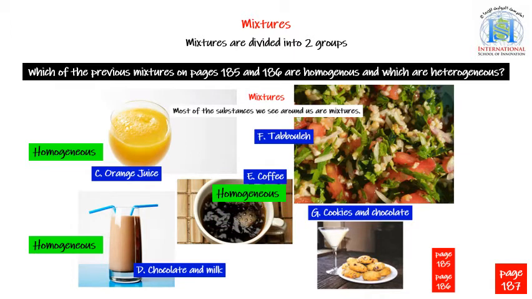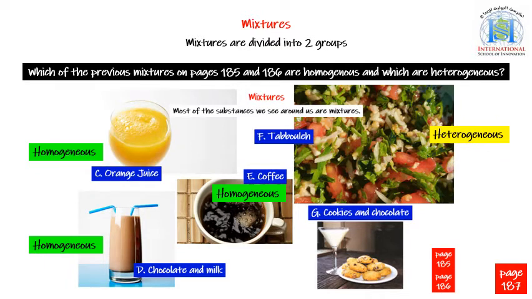Let's talk about tabbouleh now. Take a look at the picture of the tabbouleh. Does it show 1 color? How many phases or levels does it show? 1? No, that's right. So it shows more than 1. We can see the colors of the tomato, of the vegetables in it. So it shows more than 2 colors. It shows different phases. So is it a homogeneous or heterogeneous mixture? Heterogeneous, excellent. This is a heterogeneous mixture.